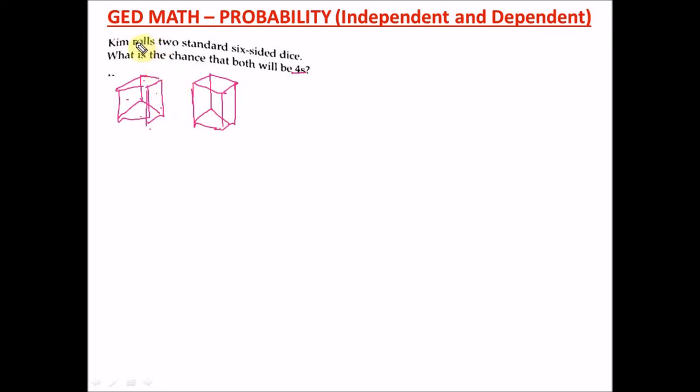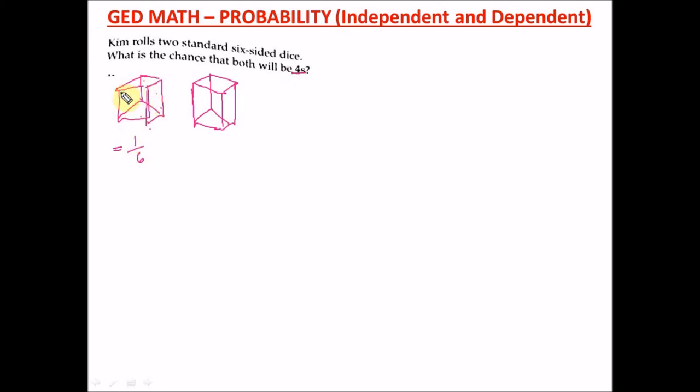Okay, so it says, what is the chance that both will be fours? So the probability of this being 4 multiplied by the probability of the second dice being 4. Now for a dice, what is the total possible outcome? It is 6, because it's 6-sided. And it says, what is the chance that both will be fours? How many fours can you get in a die? In a die, it's just 1 out of 6.